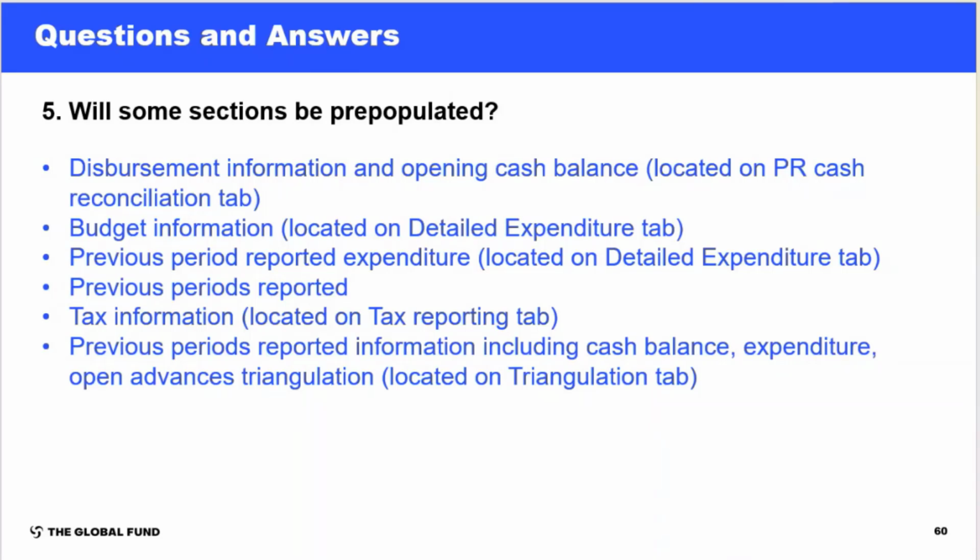Okay, so the pre-populated section, there will be quite a few. So you obviously have the disbursement information and the opening balance. This you had before. The budget information, as always, was pre-populated. Previous period expenditures will be pre-populated as well. The previous periods reported information is also pre-populated. Tax information will be, and the previous periods reported information, including cash balances, expenditure, and open advances, will be in the triangulation.